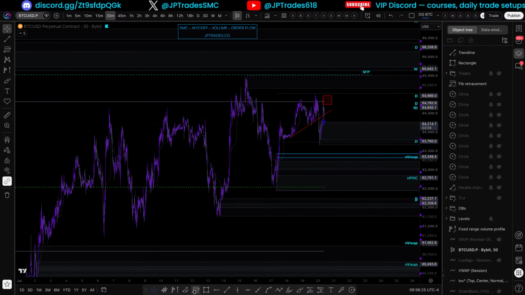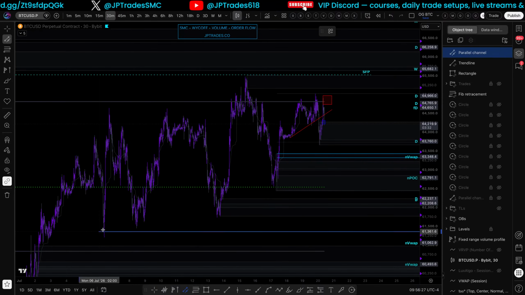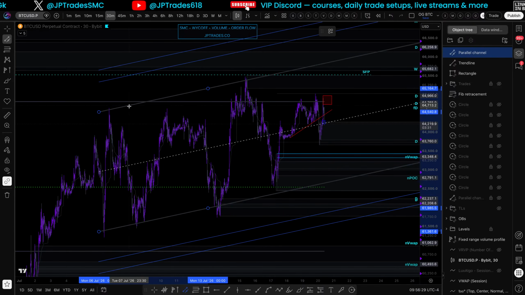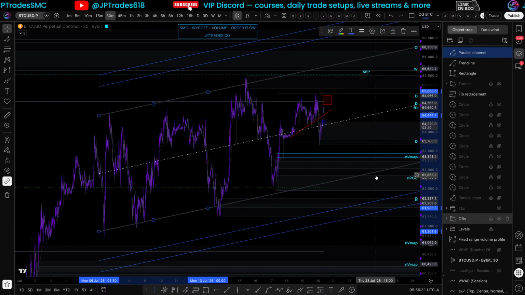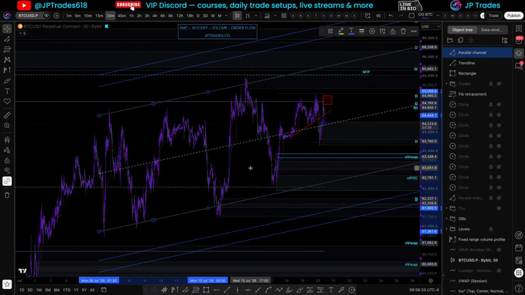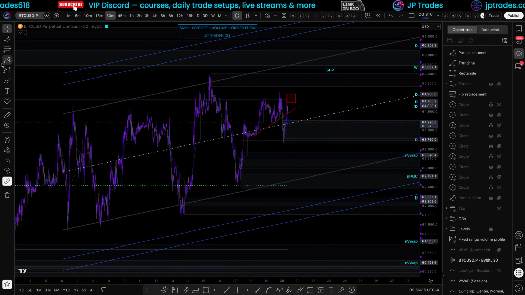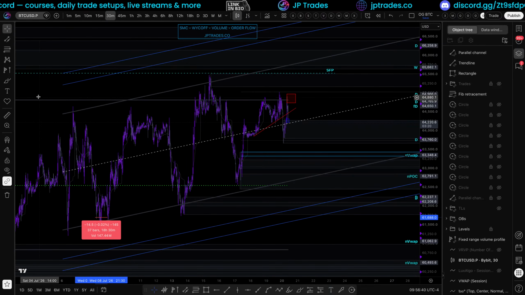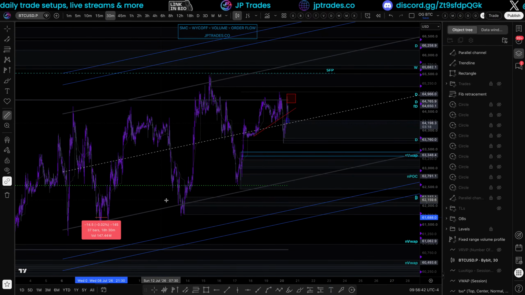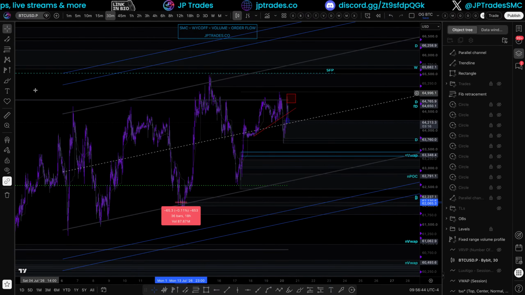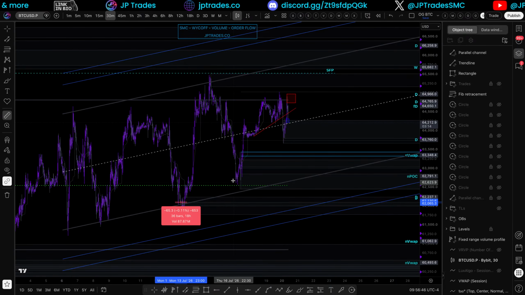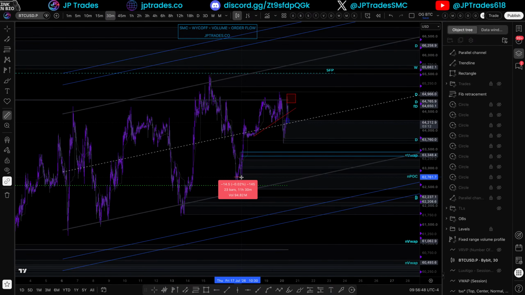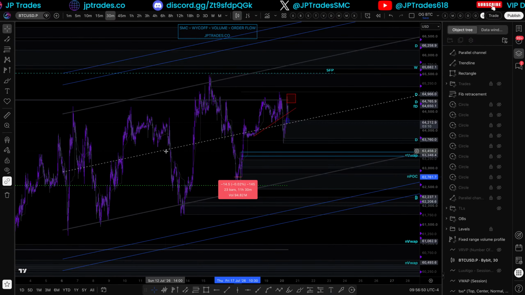Again, that's the low of this channel here, right around that area. And you can just kind of measure previous moves. That took about 18 hours. About 18 hours again. About maybe 11, 12 hours there.